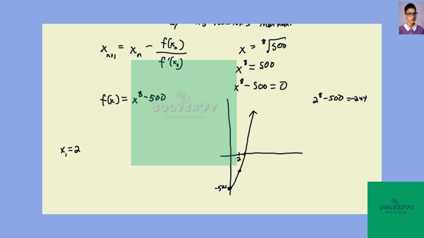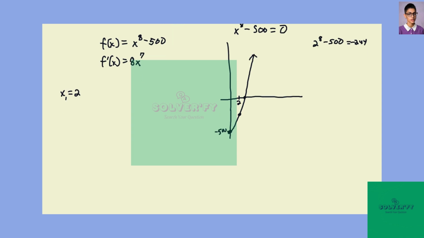So we're going to need the derivative, f prime of x. The derivative of x to the 8th, we'll get using the power rule. We bring the exponent down, 8x, and then the 8 goes down to 7. So 8x to the 7th is the derivative. Okay, so now we're ready to start using Newton's method. Let's find the second x, or x sub 2, using the formula.